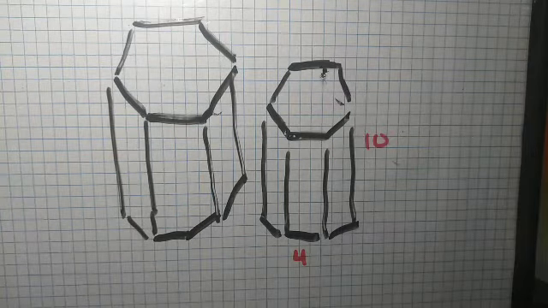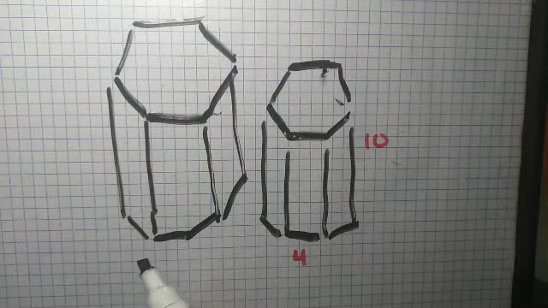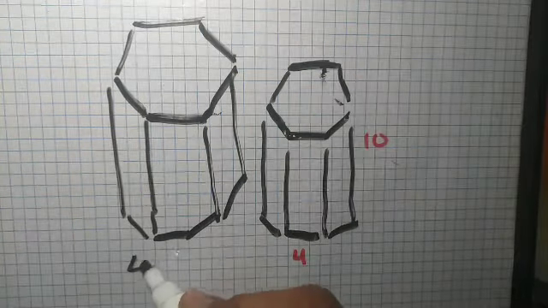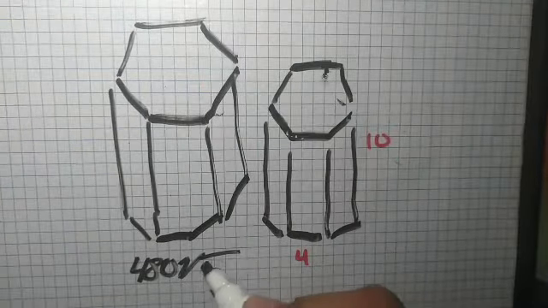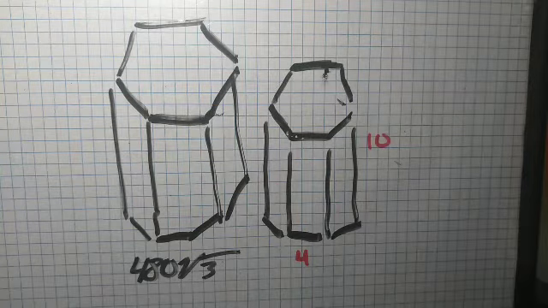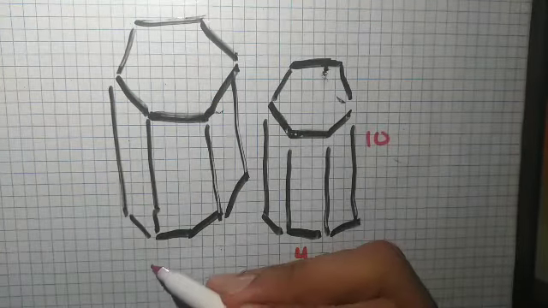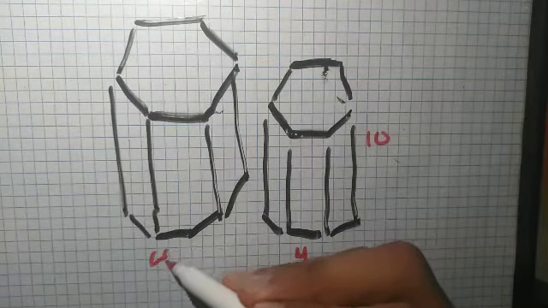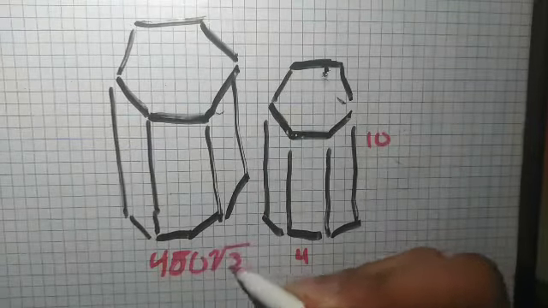And we know for a fact that the larger prism has a volume of 480 times the square root of 3. We know for a fact that is the volume of our larger prism. Now, with this given information, how do we figure any of this out? How do we figure any of this out?